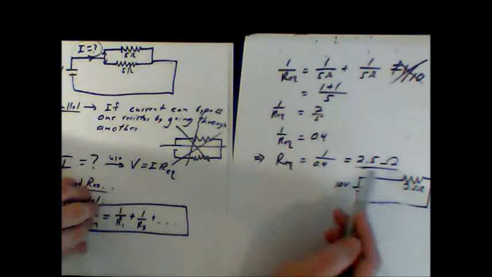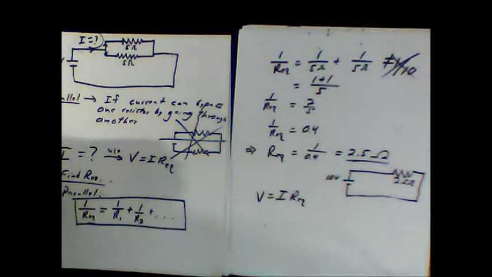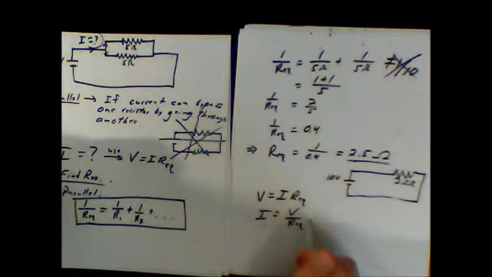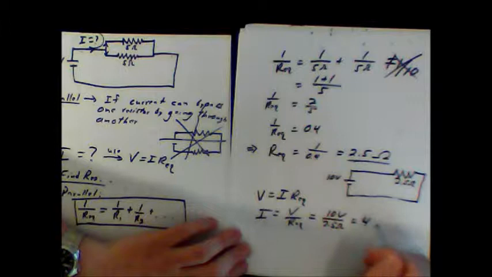All right, so we're left with Req and we're looking for what? We're looking for the current. So let's go back to Ohm's law. Remember, E equals I R equivalent. And we're going to solve for I. I is equal to V divided by R equivalent, which gives us a current going through the entire circuit of 10 volts divided by 2.5 ohms, which is 4 amps.